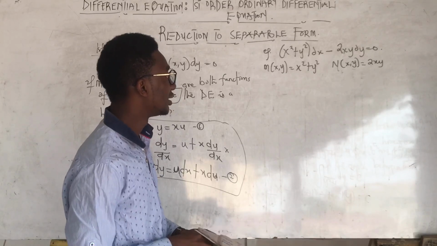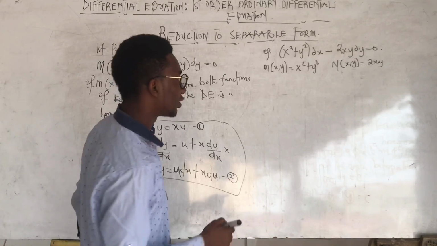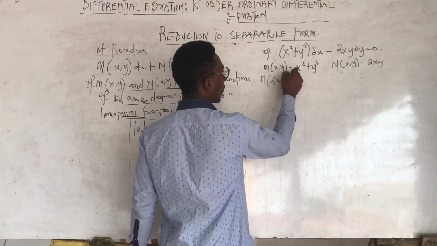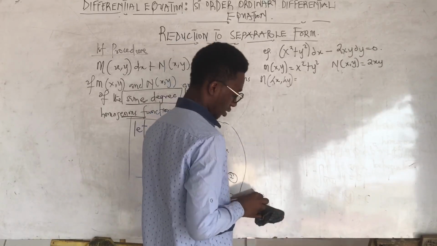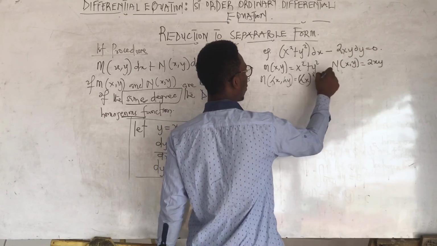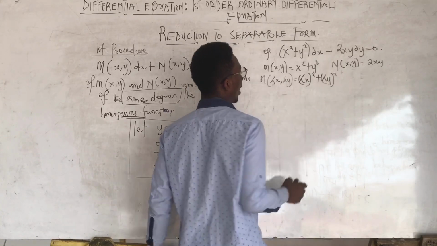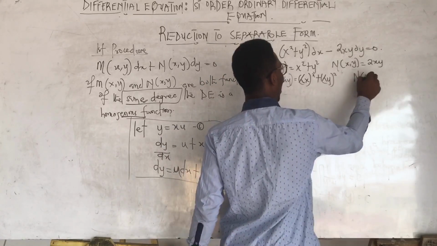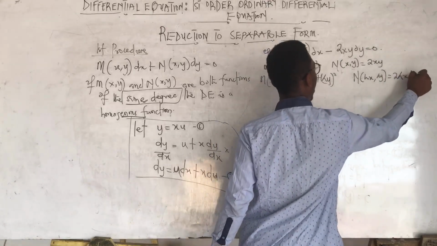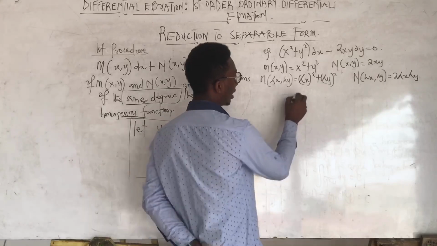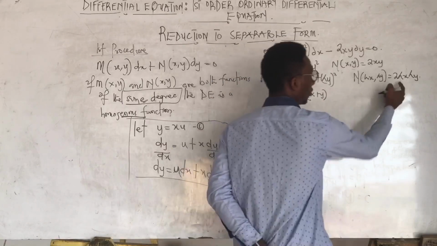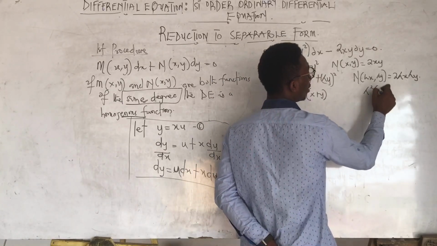Now how do we find the homogeneity of these functions? M of lambda x, lambda y should be equal to (lambda x) all squared plus (lambda y) all squared. And we have N of lambda x, lambda y should be equal to 2 of lambda x, lambda y. So now when you do this and simplify it, you get lambda squared (x squared plus y squared), and lambda squared times 2xy.